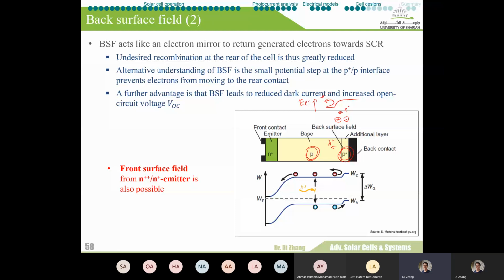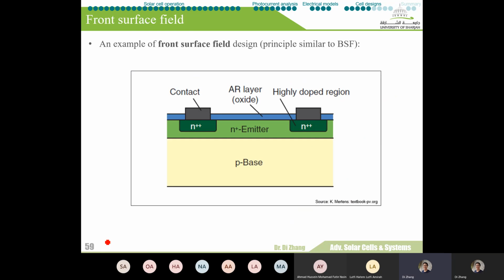You can apply a similar method to analyze the front surface field. For the front surface field, we would like to insert a layer near the front surface that has an even higher doping level compared to the emitter. In that way, we can push back the holes from the front side. This is something new we introduced last time. And here you see an example of the front surface view in this example.